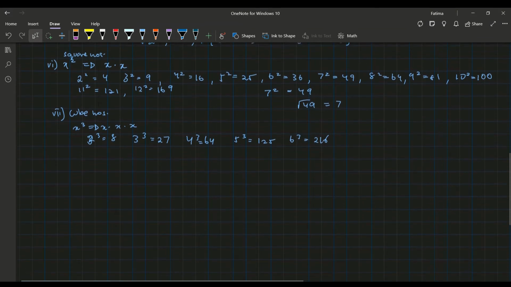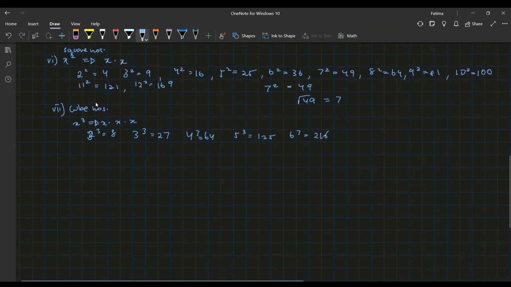So after cube numbers, we have prime numbers. And prime numbers are something we've been taught since primary. Prime numbers are basically, by definition, numbers which are only divisible by 1 and itself.